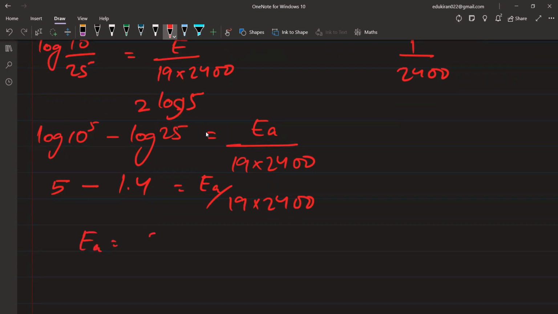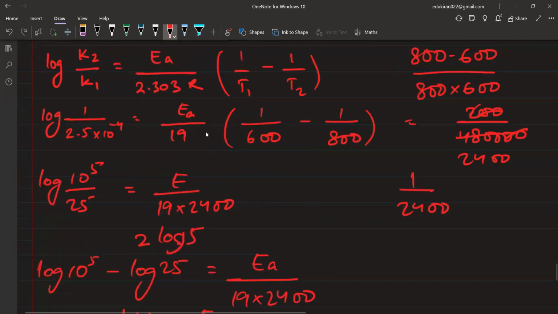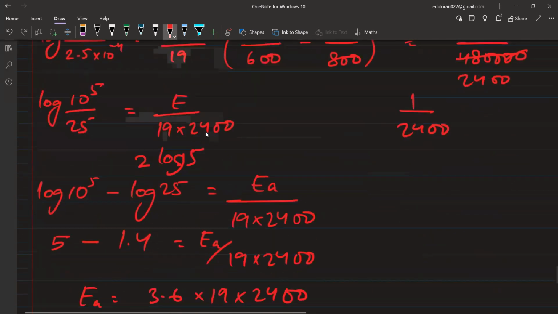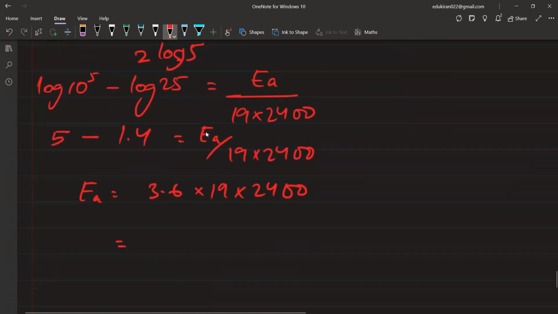So EA will be equal to 3.6 into 19 into 2400. किलो जूल में है क्या? किलो जूल में है ना? ठीक है. तब now calculate this term. एक सेकंड, एक काम करते हैं. 3.6 into 19 into 2.4 into 10 to the power 3. सही है? तो 10 to the power 3 काट के इसको किलो लिख देते हैं, किलो जूल में.